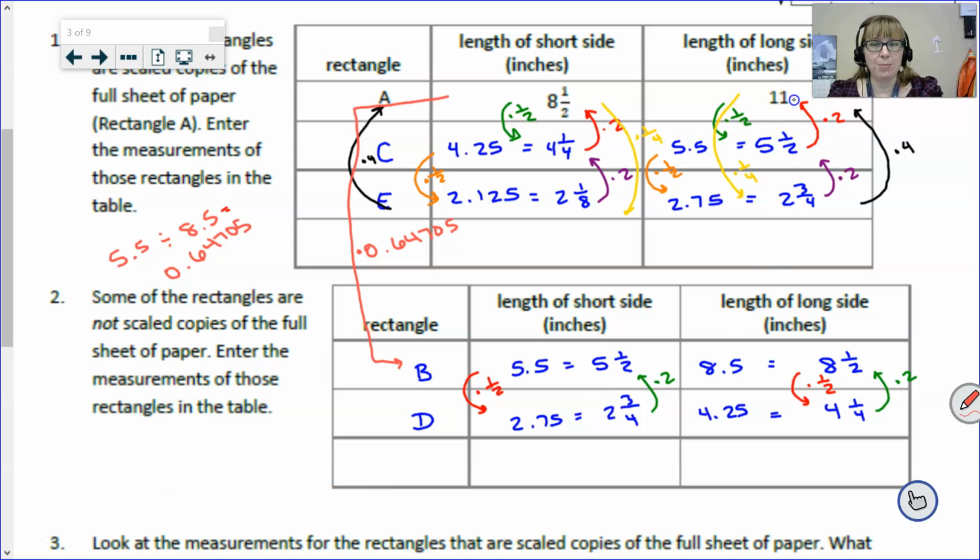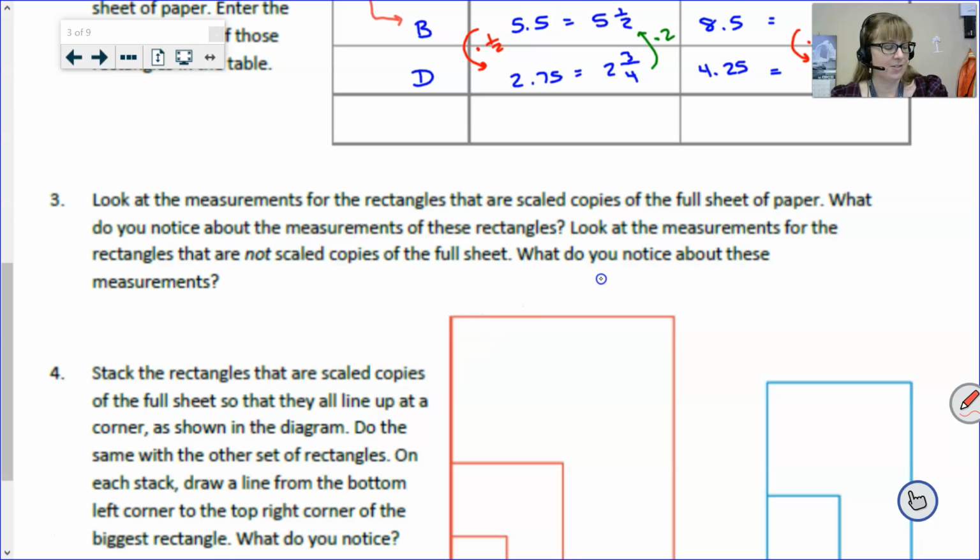So let's see, can I multiply that 11 by the same number and see if it works? We're going to try it. 11, if I multiply it by 0.64705, it should get me really close to that 8.5. So 11 times 0.64705, and I actually only ended up at 7.11. That's not very close at all to the 8.5 that it was supposed to be. So that further confirms that these are not scaled copies. We already knew they weren't because they didn't match that eyeball test, and now this further proves that they are not scaled copies. So hopefully that answered that question of things that we noticed about those relationships and those measurements.